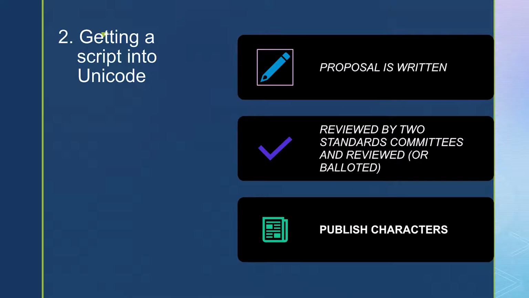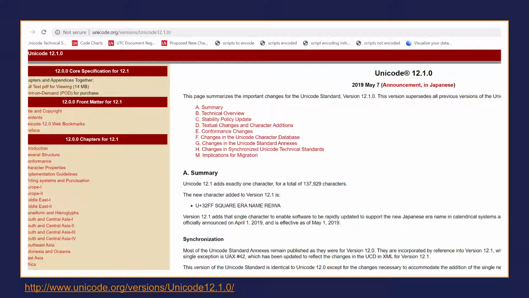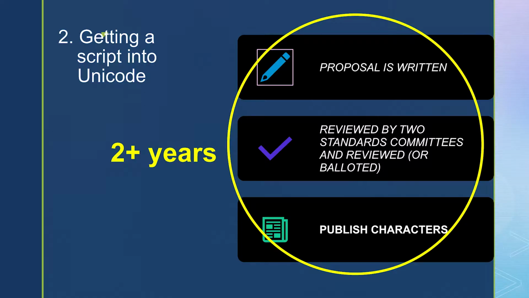Finally, after approval, the script and its characters are published. The new scripts are published online by the Unicode Consortium in the Unicode Standard and in a publication by ISO. The entire process from the first proposal until publication is at least 2 years, but often many more.